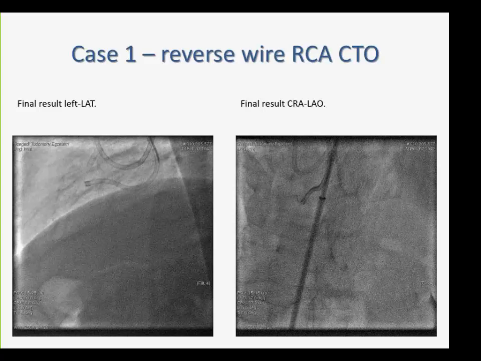So I created a normal pass. Probably, I don't know why it was a failure this way. Probably I started with the subintimal space, or it stuck in a plug. But finally it was not successful. So that was why I felt safer to start from the distal direction, not from proximal.